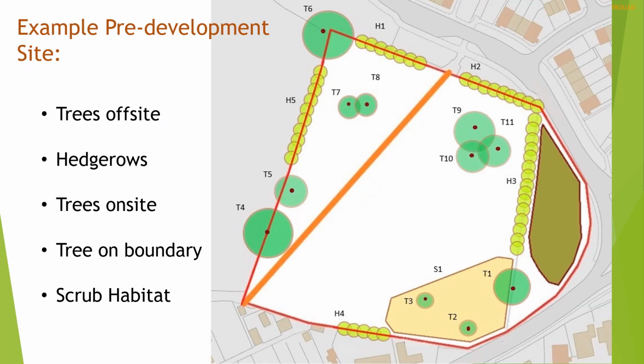So let's have a look at an example development site. Here is an off-site tree. Here are some hedgerows sited upon the Cornish hedge. Here are some on-site trees. Here is a boundary tree, and here is some scrub habitat.